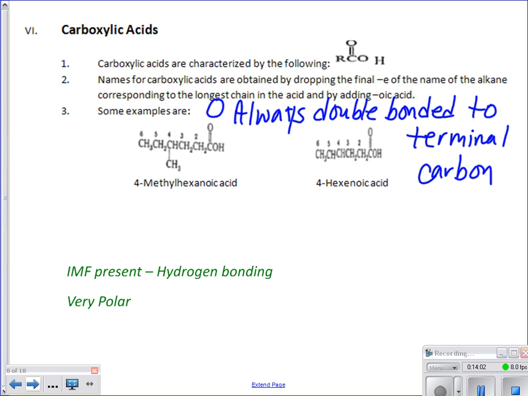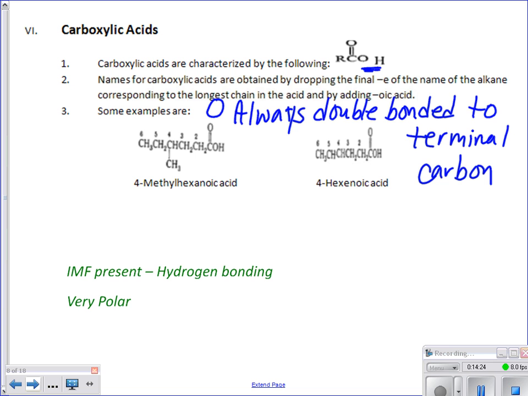And again, on top of that, you've got a hydroxyl group really right there. So that is the big difference that we see with this one. Your oxygen is always double bonded to the terminal carbon. That was left out of your notes by accident. Maybe I'll get that in there before you guys actually get a copy of your notes.